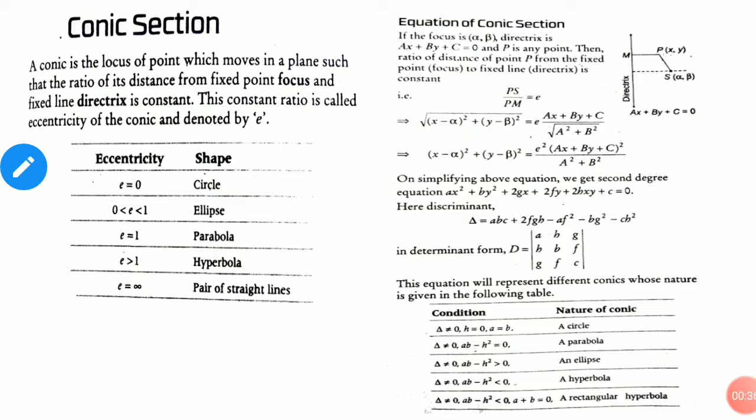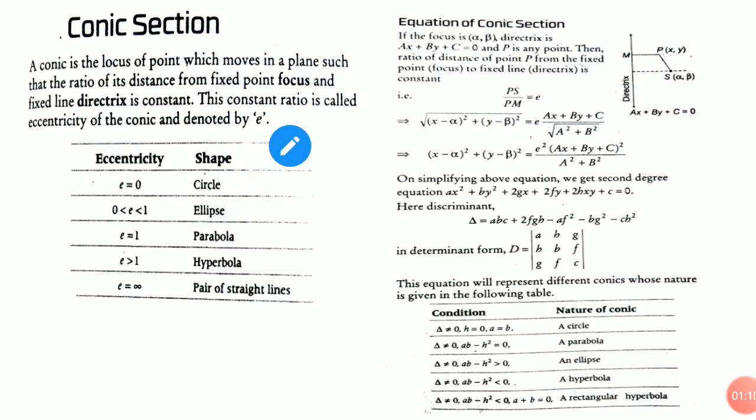So as in the previous video I have explained, you can see that video on the definition of conic section. Now see here this definition: a conic is the locus of a point which moves in a plane such that the ratio of its distances from a fixed point, the focus, and a fixed line, the directrix, is constant. This constant ratio is called the eccentricity of the conic and is denoted by E.